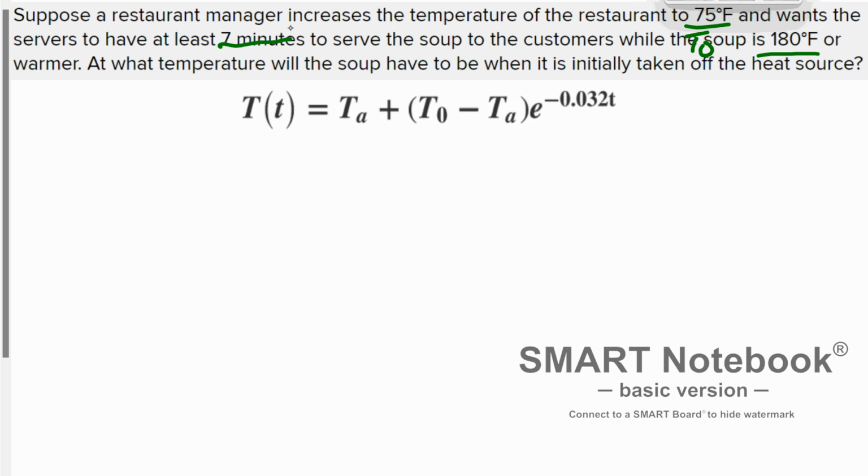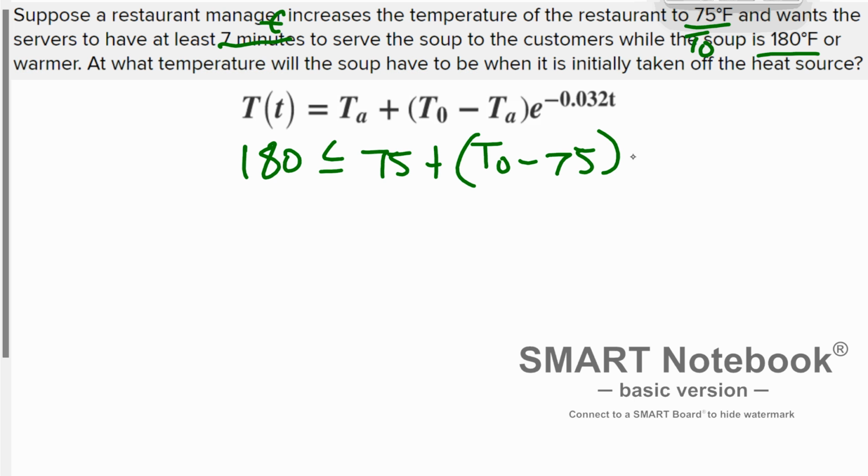Okay, so we're going to do it for 7 minutes. So that means that's our t. And so still 180 less than or equal to. Now our temperature of the room is 75, but we don't know our initial temperature. That's what we want to find out if we want to serve it at least 7 minutes later. 75 and then e. But we know now that it is 7 minutes here.